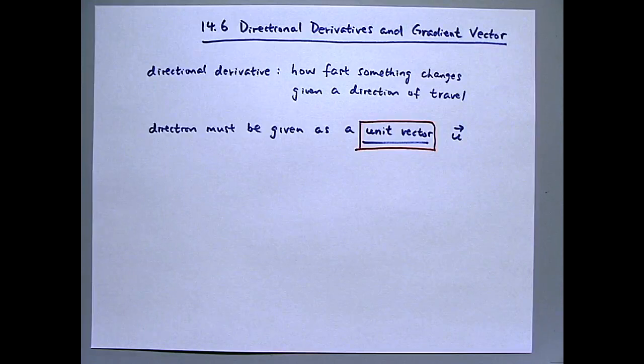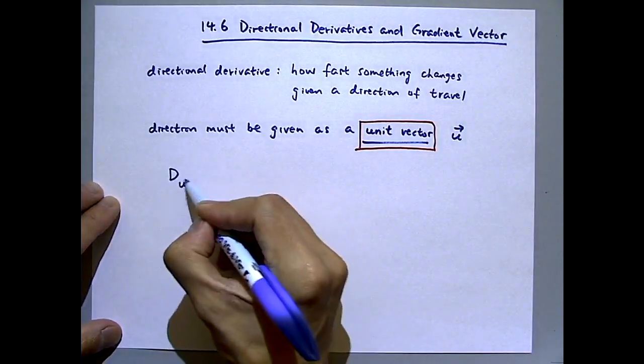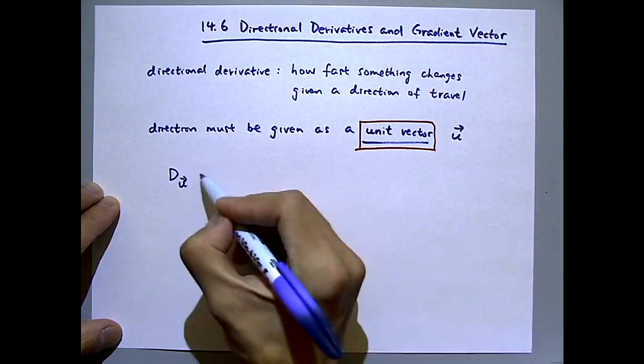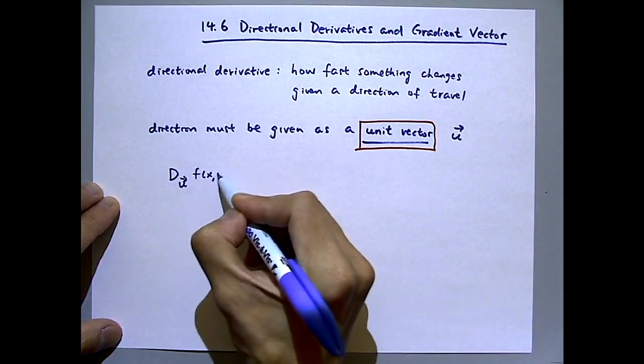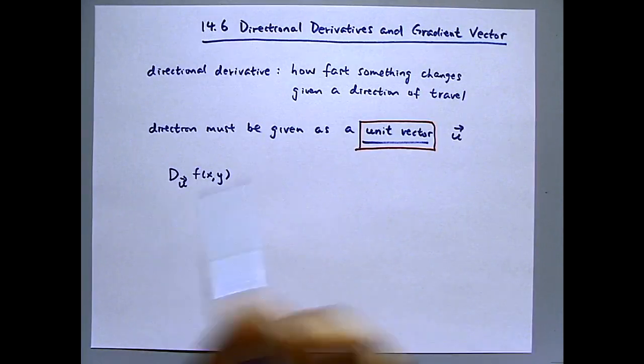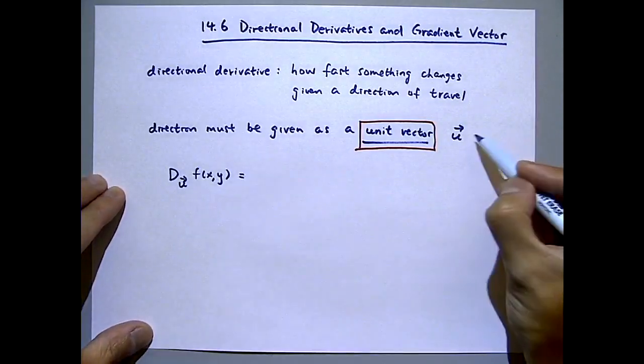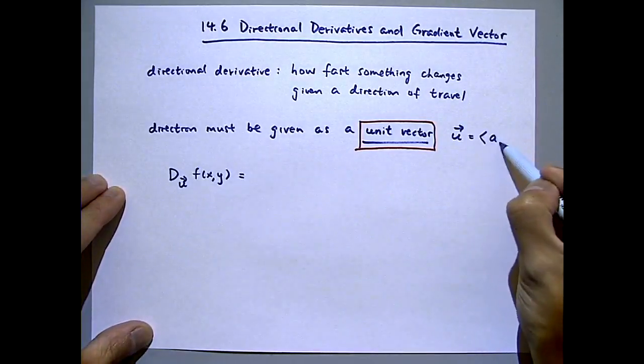So first, here's the notation. Capital D with a subscript u, and then the function f of x, y. This means a directional derivative of the function f in the direction given by the unit vector u. Let's say the unit vector is a comma b.